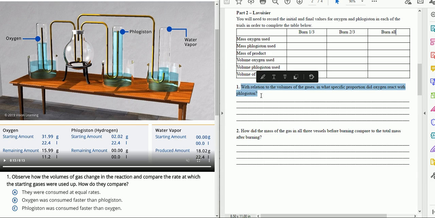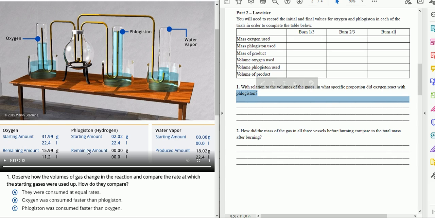Number 1, with relation to the volumes of the gases, in what specific proportion did oxygen react with the phlogiston? Okay, now you're going to be able to see this in any specific row here in your data table. Even if you're looking at the 1/3 burn, the 2/3 burn, or the all burn, you're going to see the same proportion, right? Because these things are going to be reacting in the same proportions. So, oxygen reacting with phlogiston.